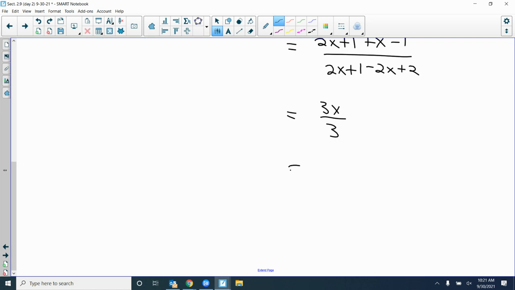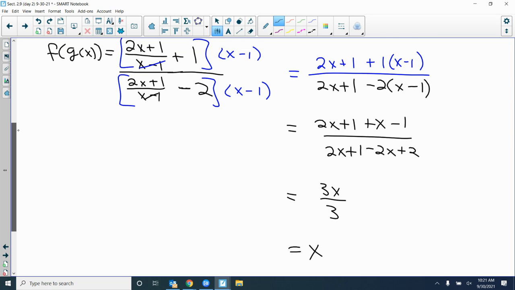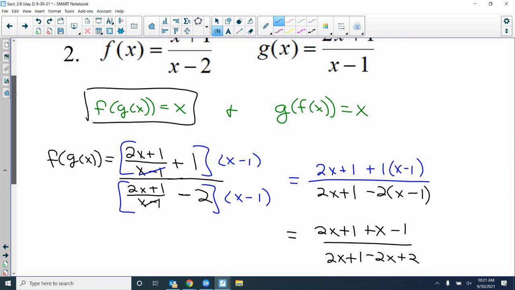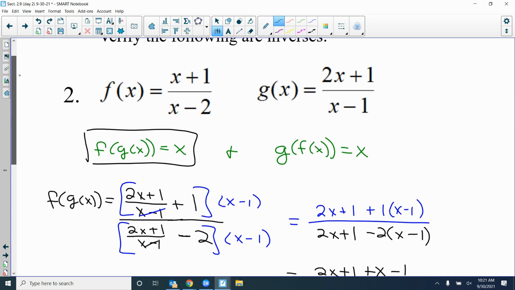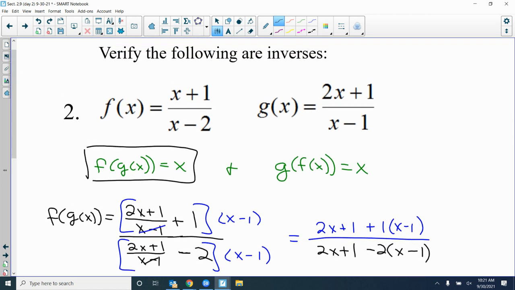Again, you're being told that those are inverses, and you're asked to verify that, which means when I take f of g of x or g of f of x, I get back x. Okay, so that's how you verify. All right, to this point, I've told you the two functions are inverses. Now we're going to go to the point where we find an inverse.